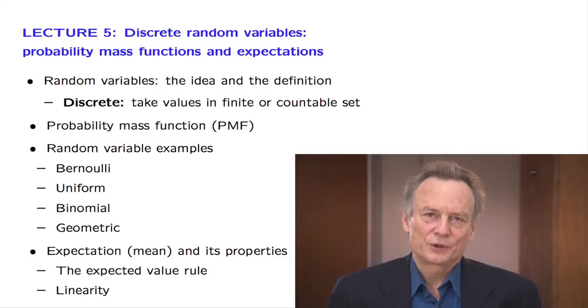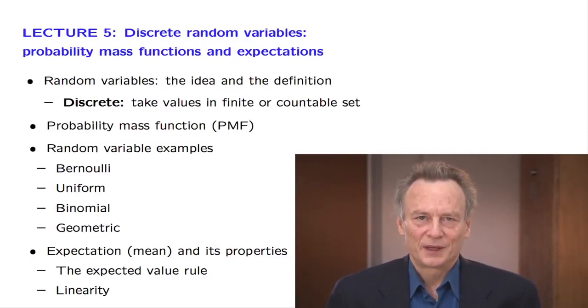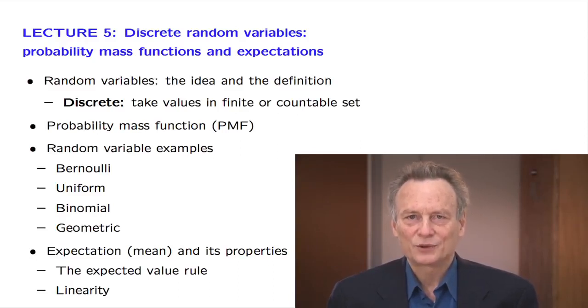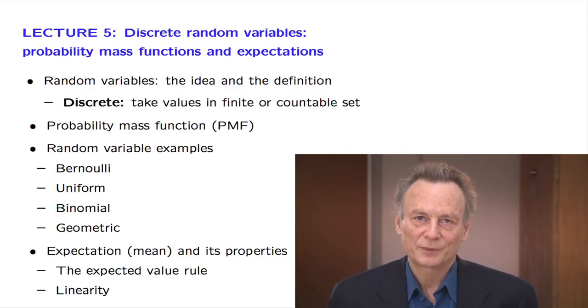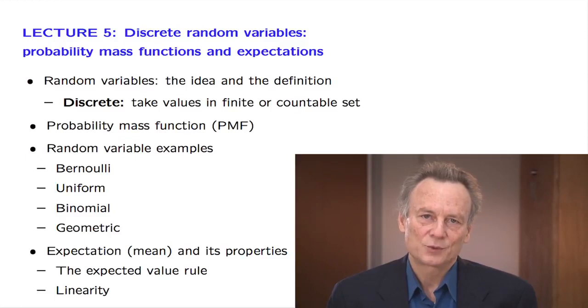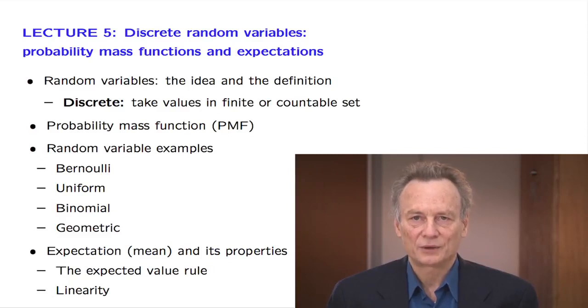In this lecture, we introduce the notion of a random variable. A random variable is, loosely speaking, a numerical quantity whose value is determined by the outcome of a probabilistic experiment. The weight of a randomly selected student is one example. After giving a general definition, we will focus exclusively on discrete random variables. These are random variables that take values in finite or countably infinite sets. For example, random variables that take integer values are discrete.